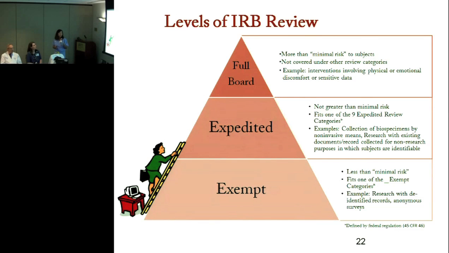Okay. And then exempt, like we talked about, is minimal risk. It's going to fit into one of those exempt categories, and it's going to be de-identified. That's the main key. It's de-identified. That will fit into exempt. Any questions about that?